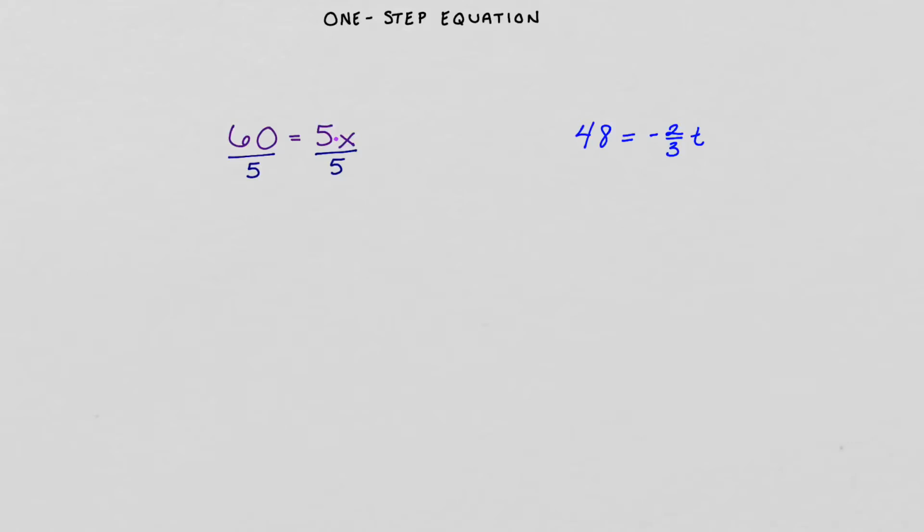The other reason why we're going to divide, notice that 5 over 5 will reduce itself out, and that's going to leave us with just x. So our final result will be 60 divided by 5 is 12 is equal to x.